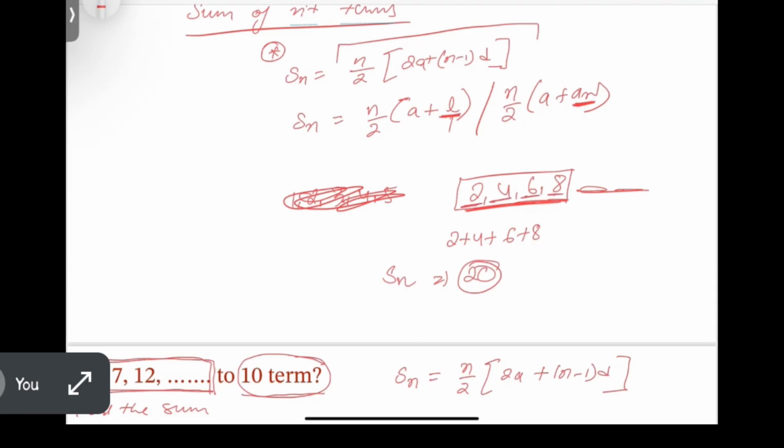Earlier we were finding which term it is, but in this case we need to find the sum of every term. So how many terms do we have? 1, 2, 3, 4. So in place of Sn, I'll use S4, because there are 4 terms, which means S4 is nothing but 20. That's what it means. We call it the sum of terms.